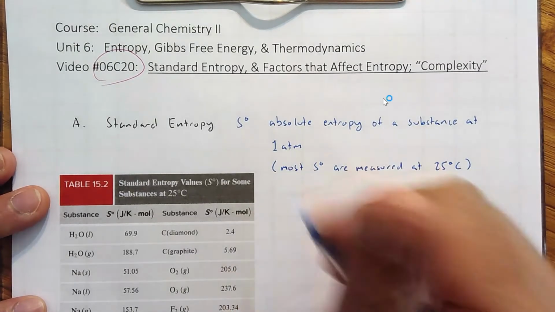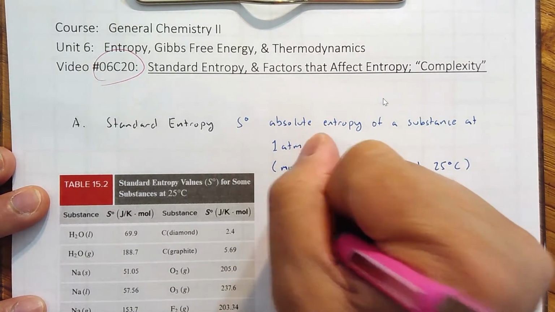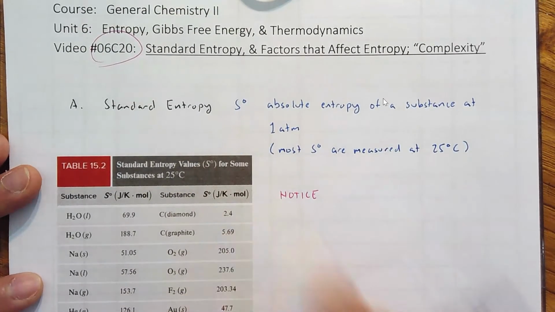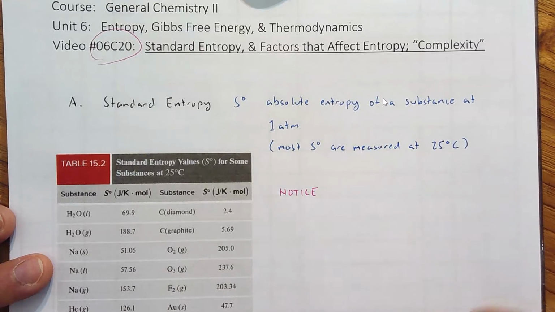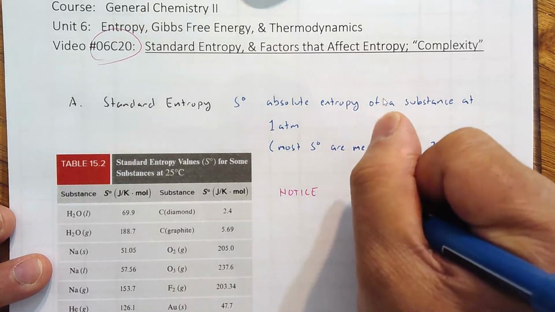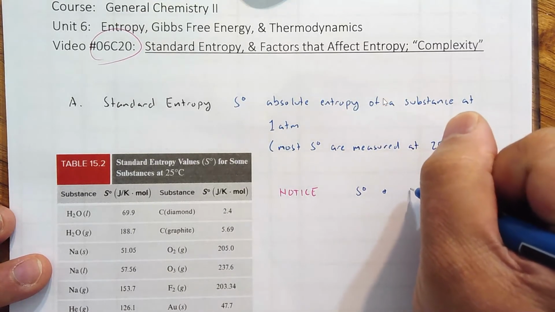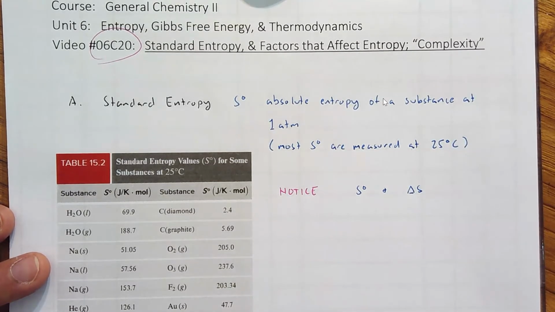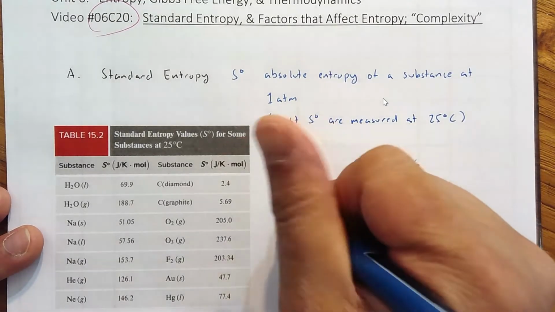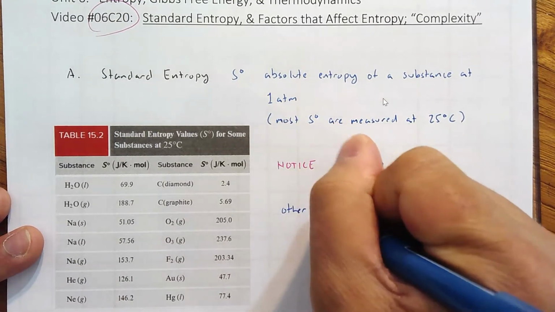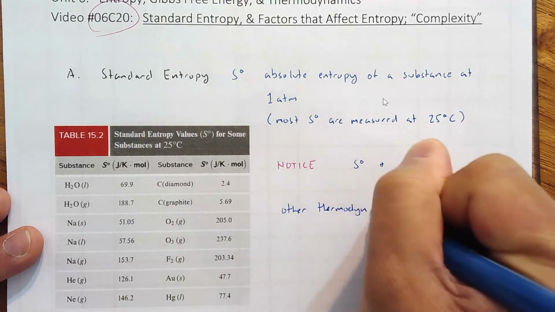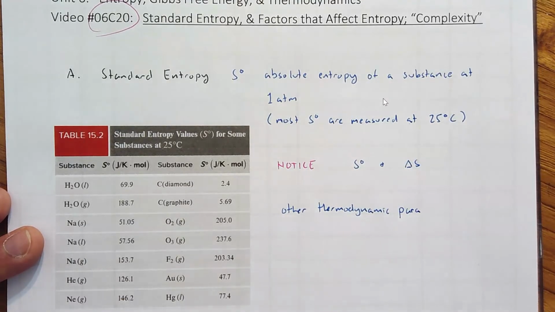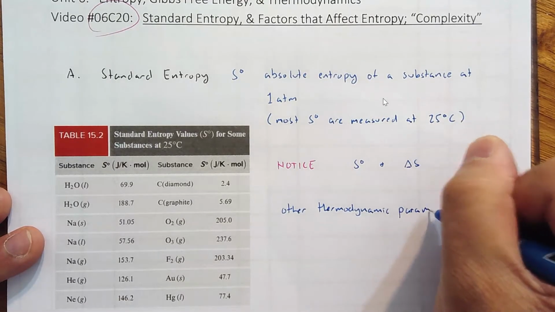But what else do you also notice? We're talking about the absolute value, S. It's not only delta S. So we notice that we can have S, and in previous videos and in future videos, we're going to calculate and look at delta S. That's not the same thing for other thermodynamic parameters, what we call entropy, enthalpy, energy.